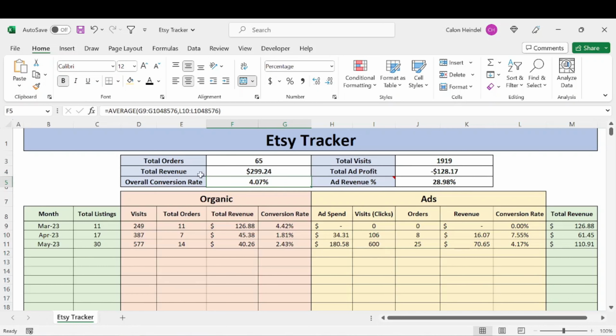And so I have a total of 65 orders across the 3 months, resulting in almost $300 in revenue with a 4.07% conversion rate. With almost 2,000 visits, my ad profit is negative $128 if you add up my spend and my total revenue. And my ad revenue results in about 30% of my total sale revenue. All right, so those are the numbers, right? So obviously you can see that I spent a lot on ads and didn't really find a return off that.